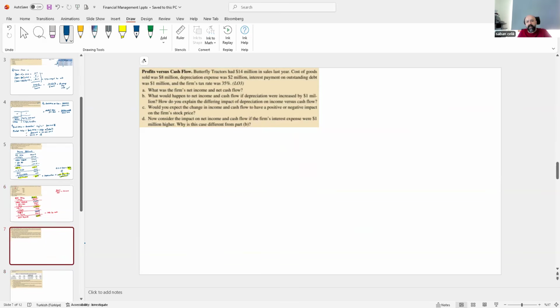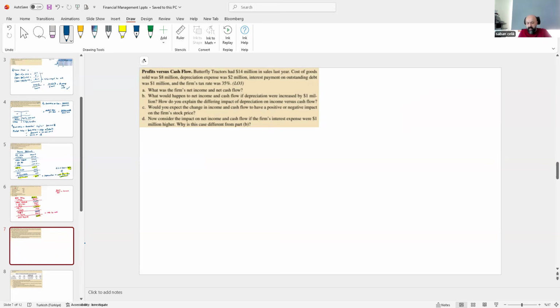Okay, so we have a company that had 14 million in sales last year. Cost of goods sold was 8 million. Depreciation expense was 2 million. Interest payment on outstanding debt was 1 million. And the firm's tax rate was 25%. So it asks me again net income, net cash flow.